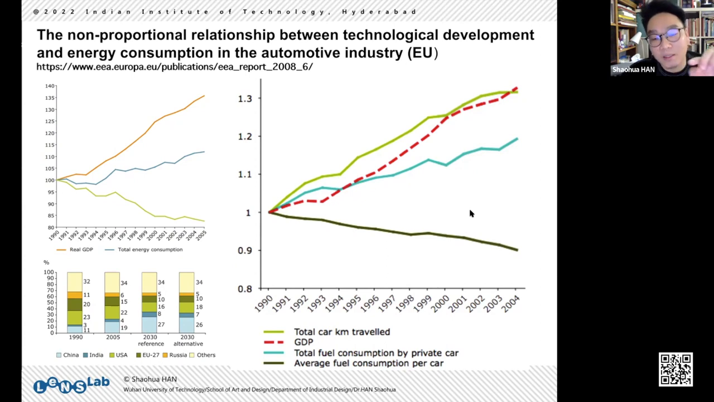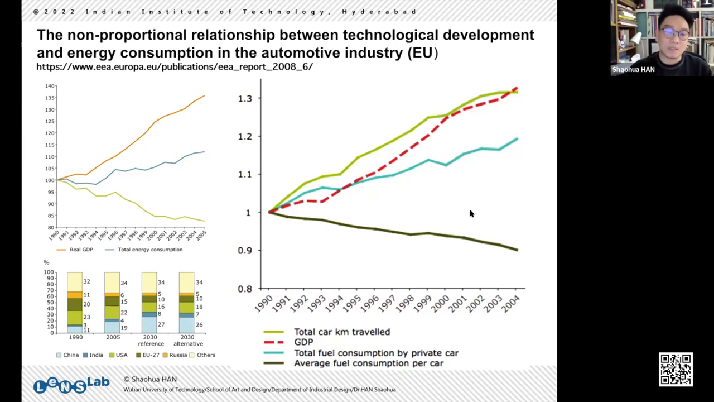But there's another thing we need to know: at this time, the average fuel consumption per car goes down and down. So that's another thing, that the technology development for consumption per car is getting better and better, because now we have very great technologies to bring down the average fuel consumption. But totally, even though each car or the average car went down, the total consumption of fuel in the market was still up and up.